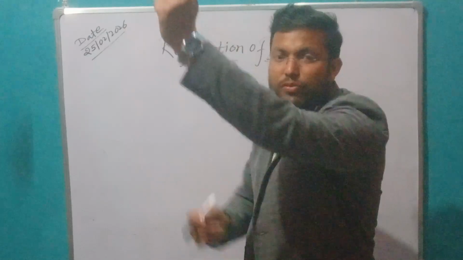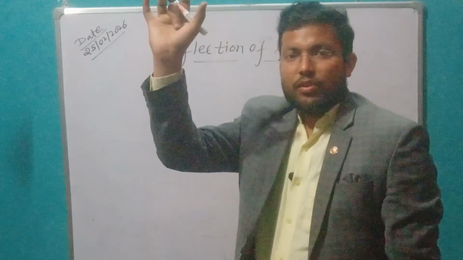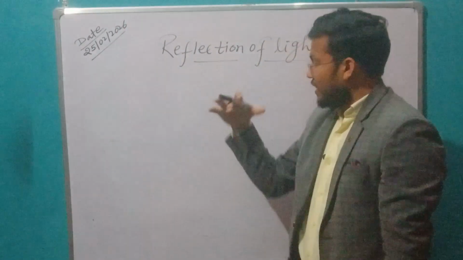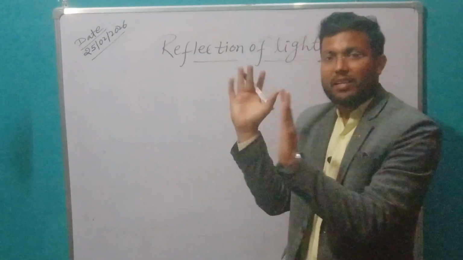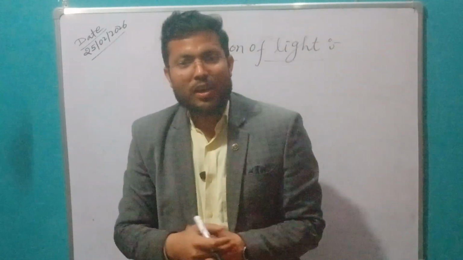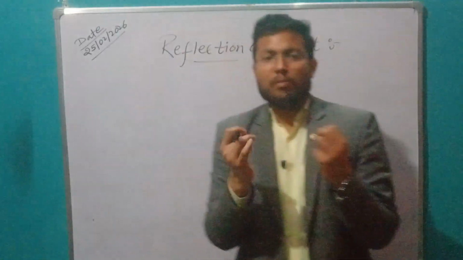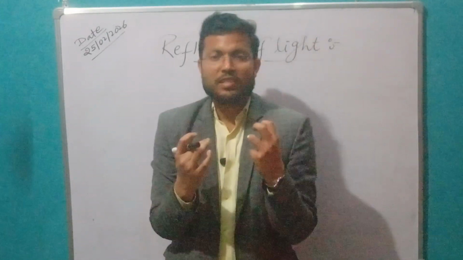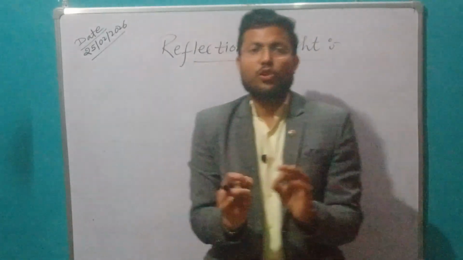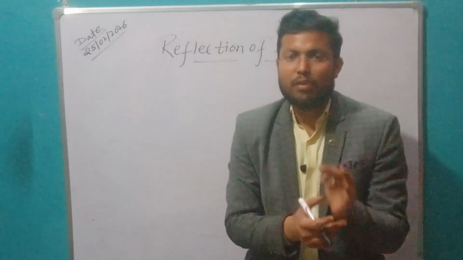The light comes from the bulb onto the surface. This surface reflects the light in the same direction. This phenomenon is known as the reflection of light. It means bouncing back of light from a smooth polished surface. This phenomenon is known as the reflection of light.